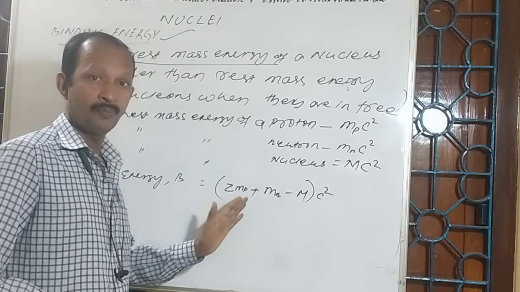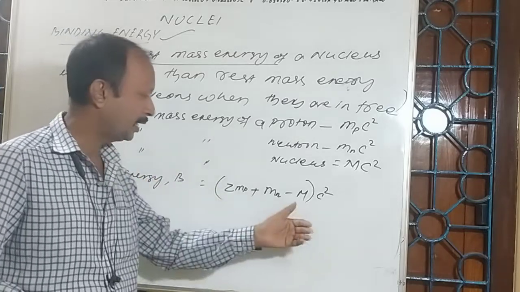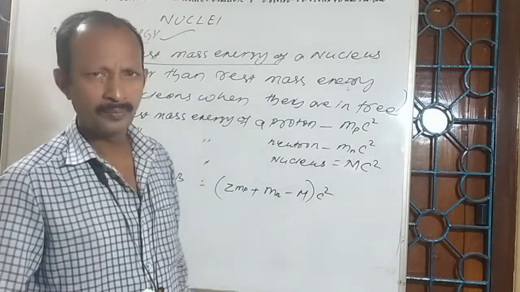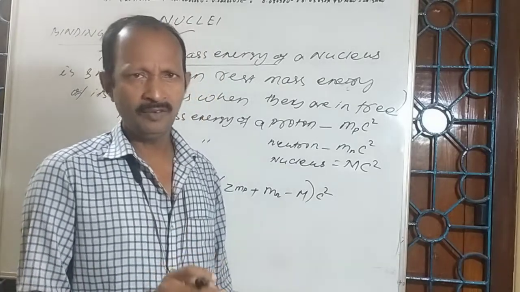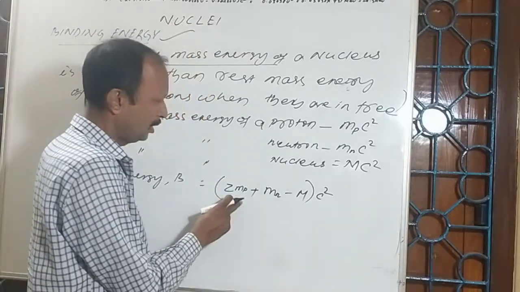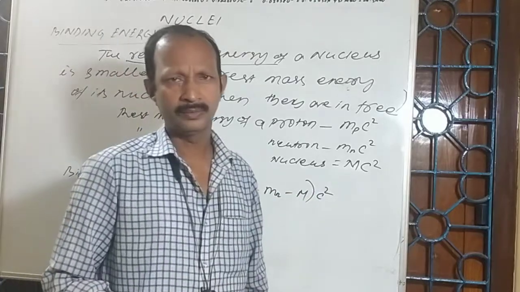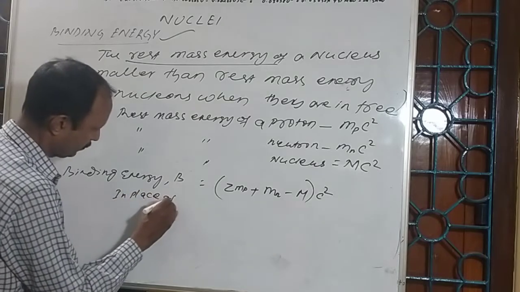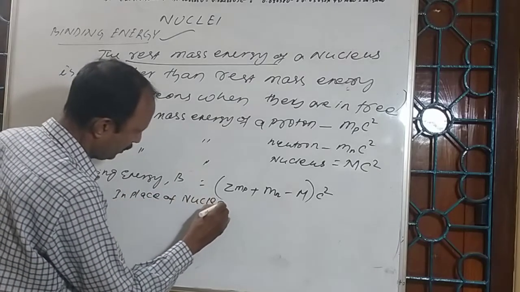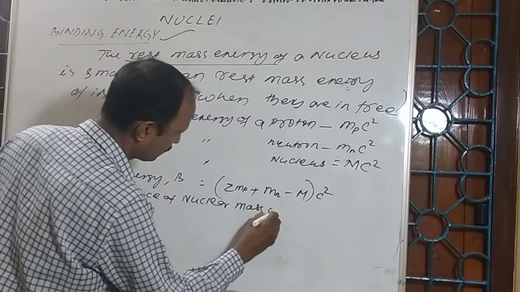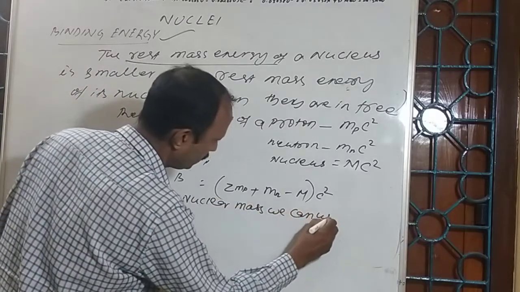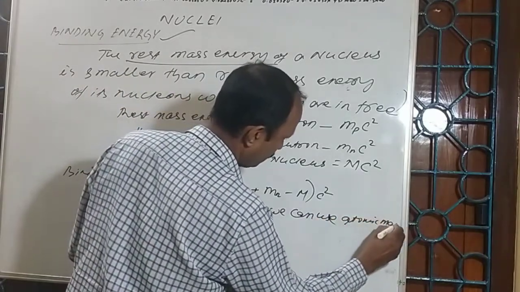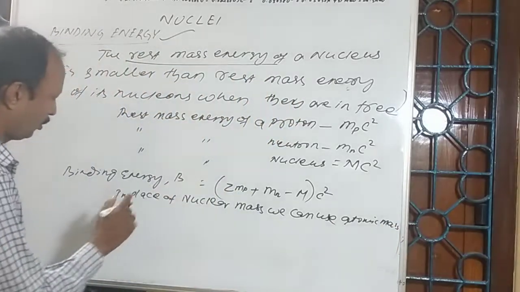If Z is the number of protons, I can write it in this form. This is the binding energy. In place of a nuclear mass, we can use the atomic mass. If I use the atomic mass, how will it be?